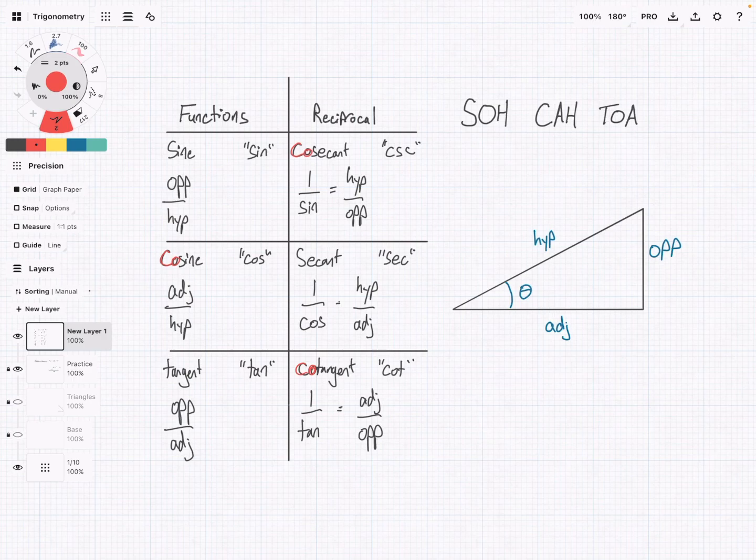So if you have one of the functions, just know that the other one is either going to start with co or it won't. That's it for this one.